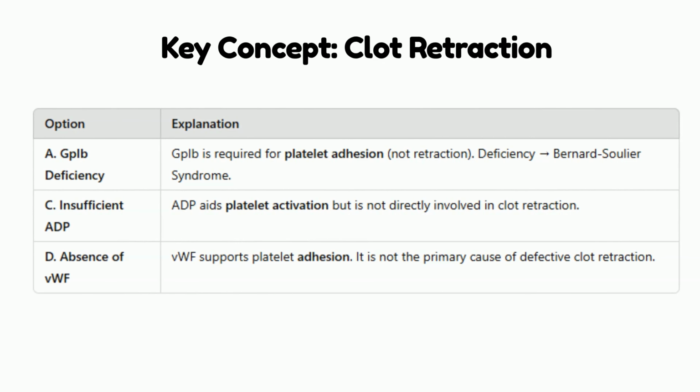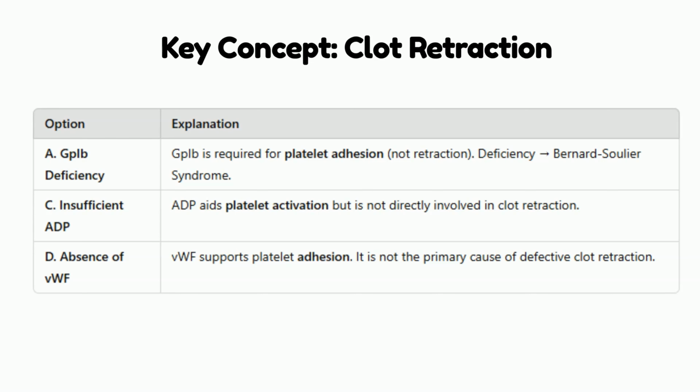A. Lack of platelet receptor glycoprotein 1b. The glycoprotein 1b receptor is important for platelet adhesion to the von Willebrand factor on the exposed subendothelium during the initial stages of platelet adhesion, not for clot retraction. A defect in GP1b leads to Bernard-Soulier syndrome, which causes problems with platelet adhesion but does not directly cause defective clot retraction.